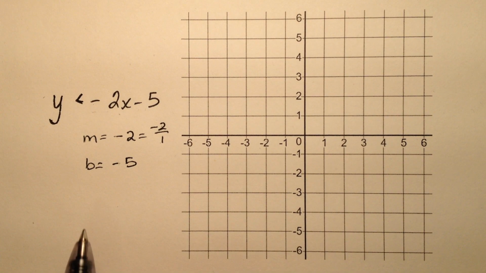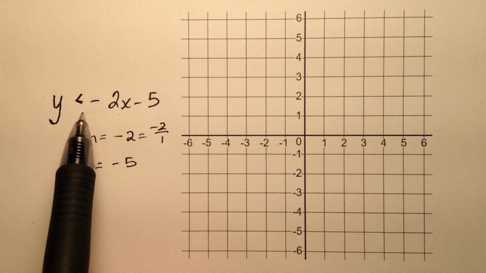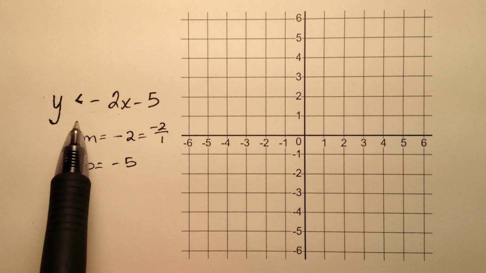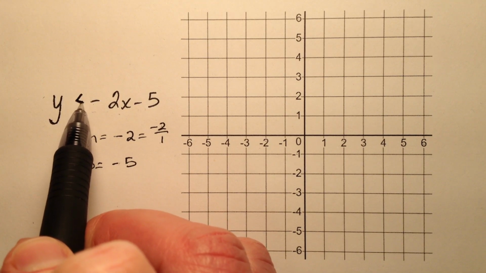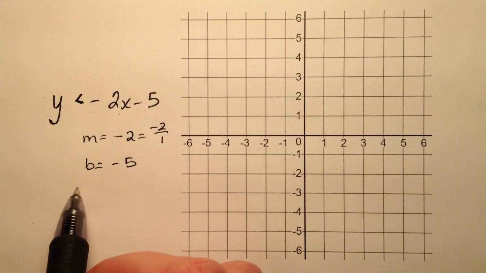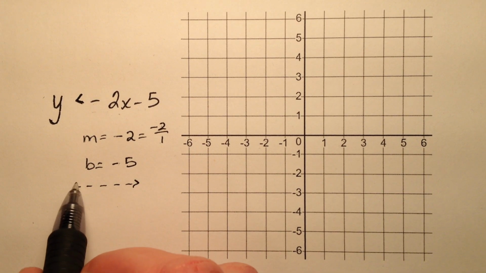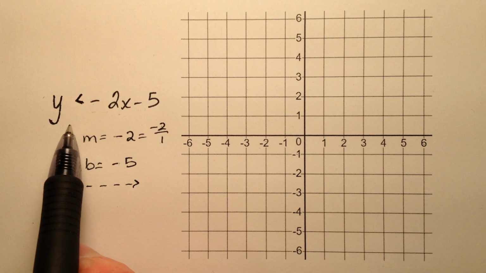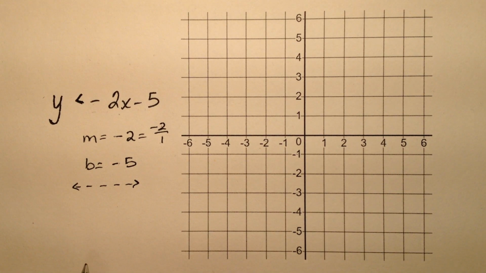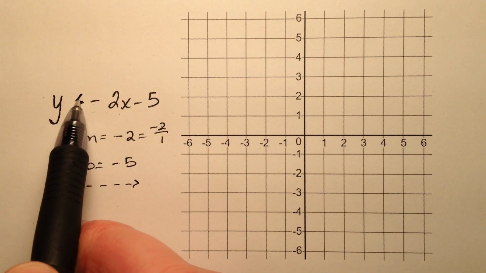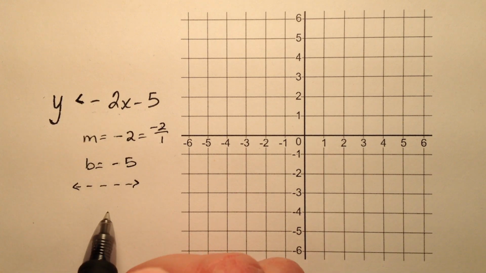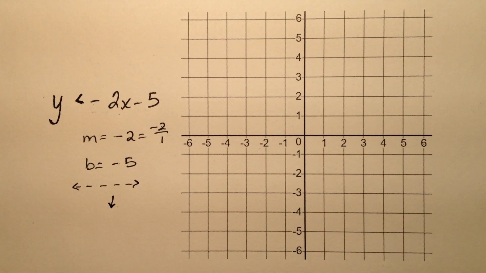We also need to know whether this is going to be a solid line or a dashed line. So is this line, which functions as the boundary, going to be included in the shaded set, or is it not going to be included? So we have y as less than and not less than or equal to. So I know it's going to be a dashed line, which means the line itself is not included in the solution set. And finally, I need to know whether to shade above or below this line. And this is y is less than, so according to the y-axis, I'm going to shade below. And we can use a test point as well just to kind of verify that.